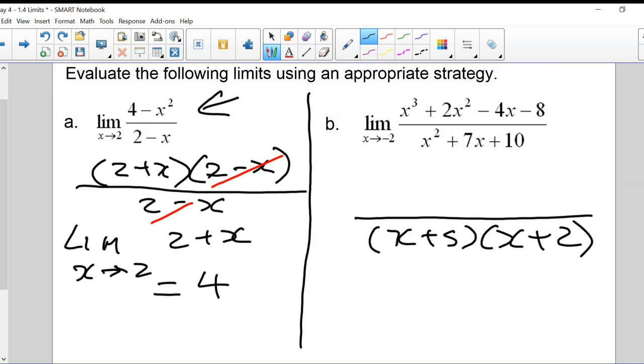Can the top be factored that easily? I know we learned some of that stuff back in the advanced functions course last year. How would you factor that? Okay, Danny says it can be factored, but how?